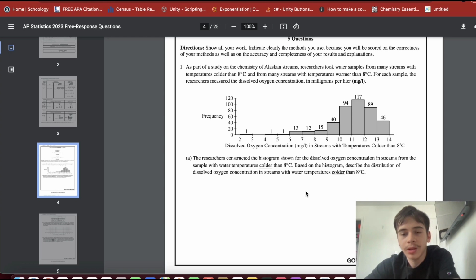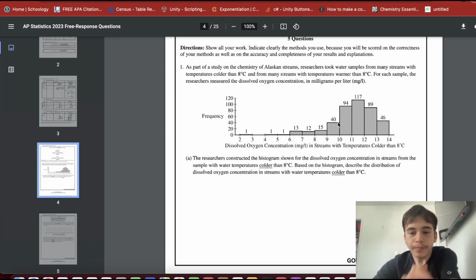Okay, so this is going to be SOCS. We're describing a distribution, so we're going to do shape, outliers, center, and spread. Shape, obviously, we're describing the distribution. Shape, we're seeing it's skewed left. What else? Are there any gaps? Yes, there's a gap between 3 and 4 is what you could say.